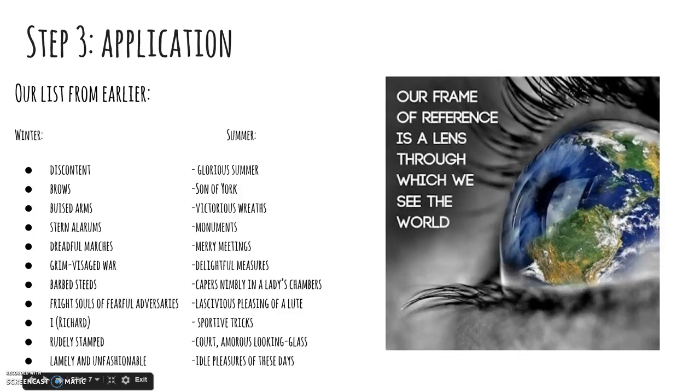Looking at our example of Richard III's soliloquy, we can glean a lot of meaning that contributes to the play as a whole. Based on the list we made earlier, Richard III associates war, conquest, marches, alarums, horses, and himself, making special note of his deformity, with winter. He associates the Duke of York, victory, times of peace, merriness, and sex, with summer.